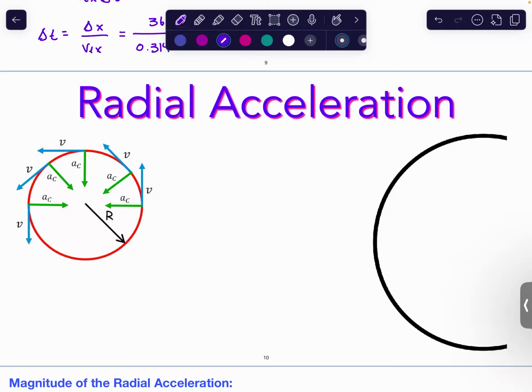Centripetal acceleration. Because if you didn't have the centripetal acceleration, what would happen to a point that's trying to move in a circle? You fly off in a straight line. You have to have that centripetal acceleration pointing towards the center of the circle to even map out a circular path.